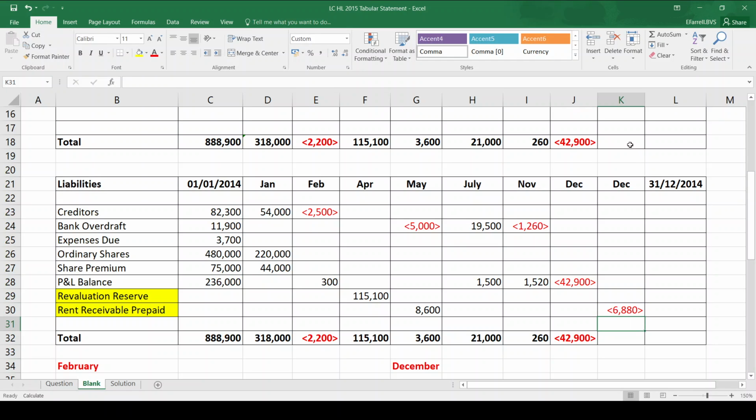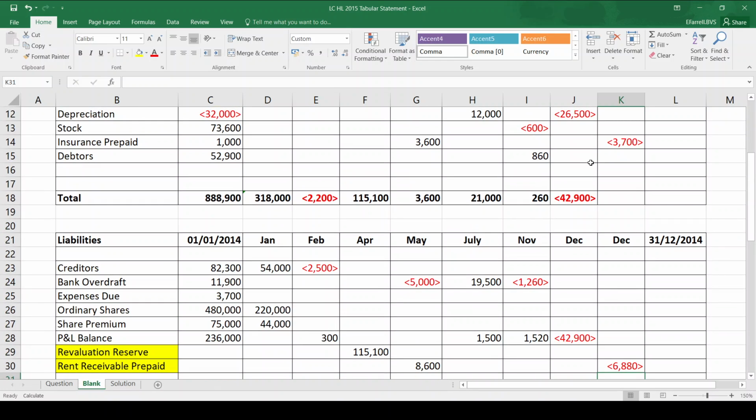Now, the difference then between the two of them is going to go into the profit and loss balance, because we're recognizing rent that we received of 6,880. The insurance we paid out was 3,700. So the difference here is going to go in the profit and loss balance. 6,880 minus 3,700. So my profit would have gone up by 3,100 because I received more income from the rent than the insurance expense I paid out.